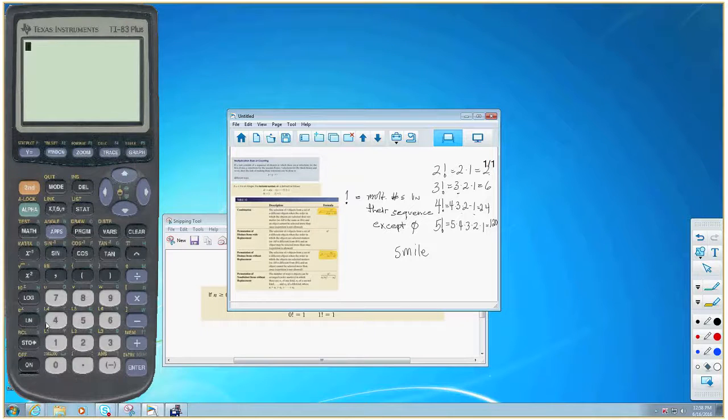All right. So everybody look for the button, and that button is under the math key. So I'm going to do 7, and then I'm going to hit math, and then I'm going to go over to probability, and hit number 4.